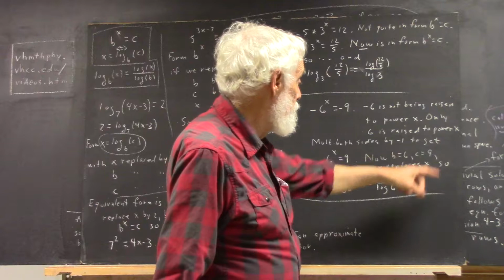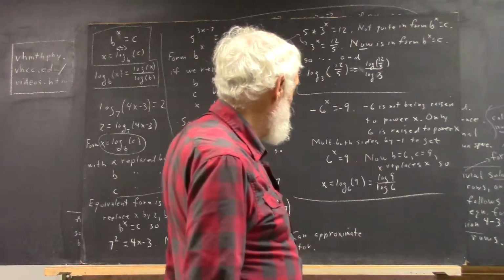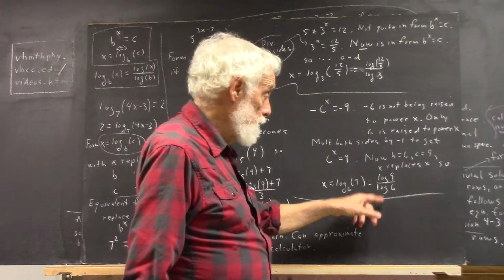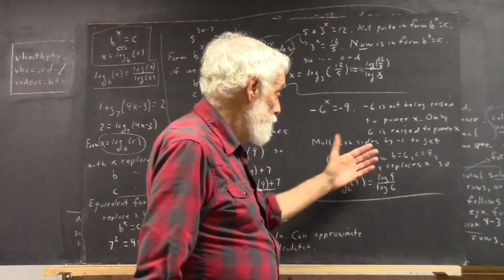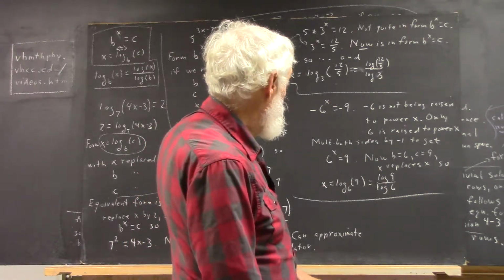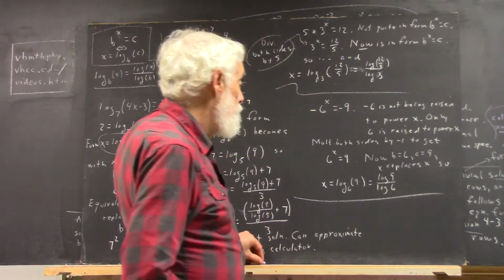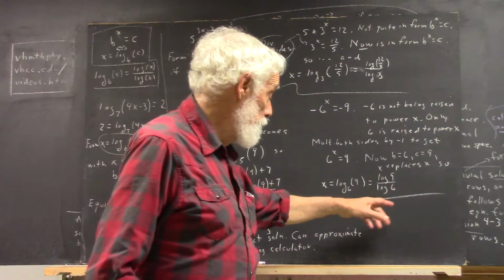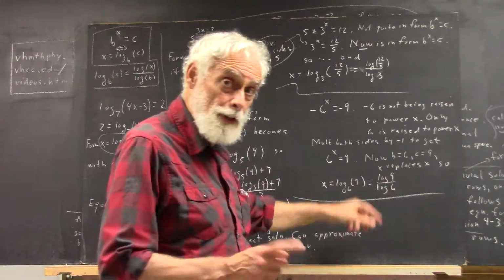B is 6, C is 9, x replaces x, so we get x equals log base 6 of 9, which equals log 9 over log 6. There's our exact solution. You can use the LOG key on your calculator to approximate that if you need to. But of course this is the exact solution.